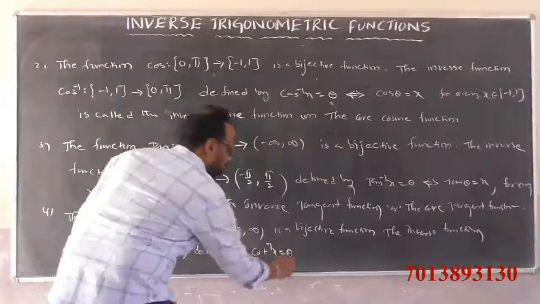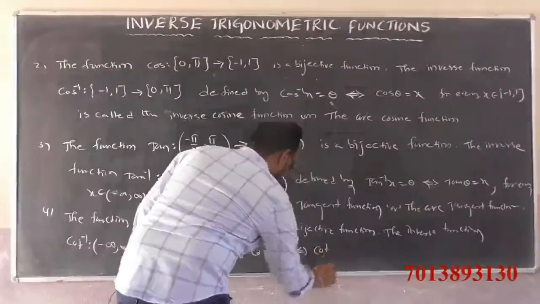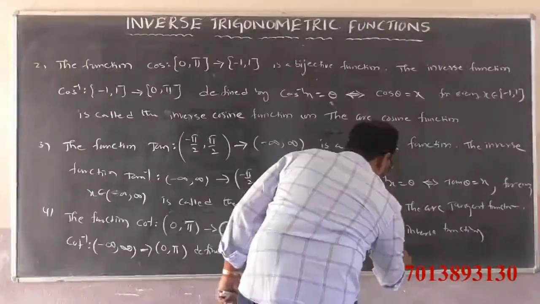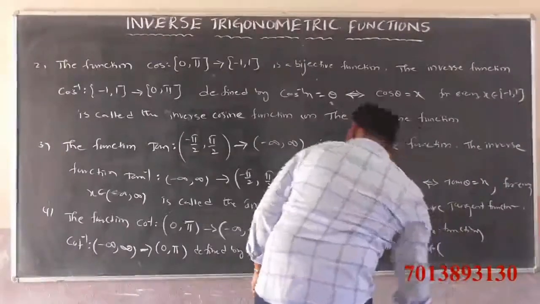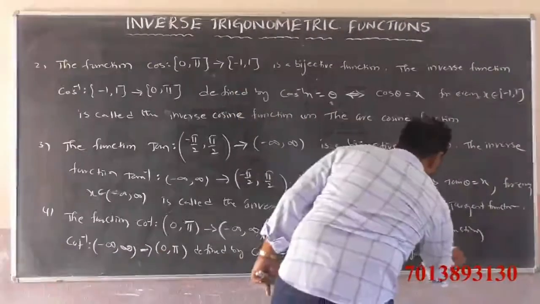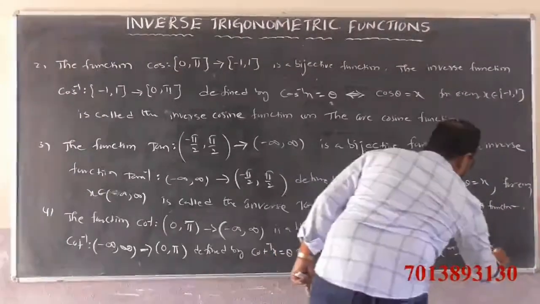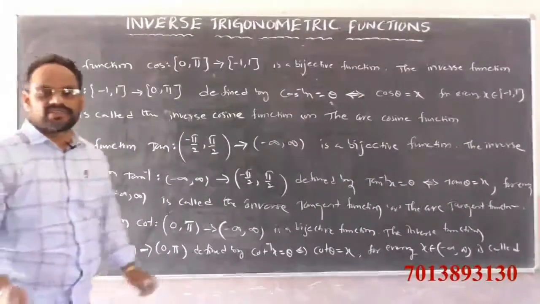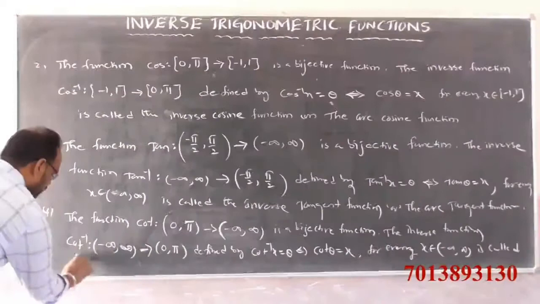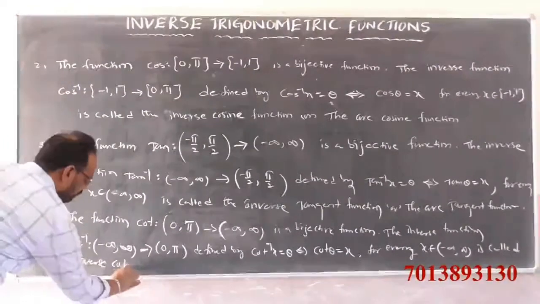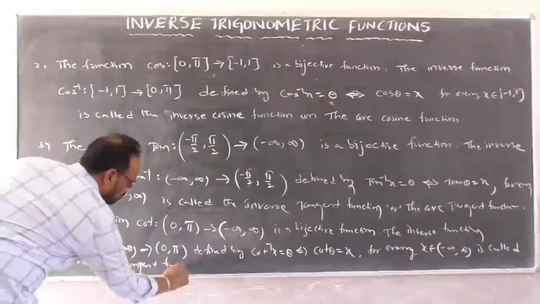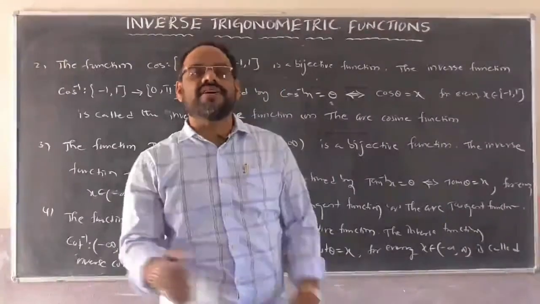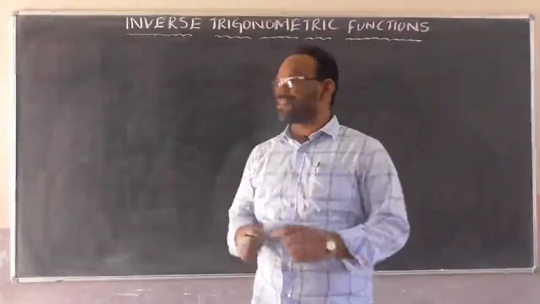It is defined by cot inverse x is equal to theta, which implies and is implied by cot theta is equal to x, for every x belongs to minus infinity to plus infinity. This is called the inverse cotangent function, or the arc cotangent function. This is the function. Next point.